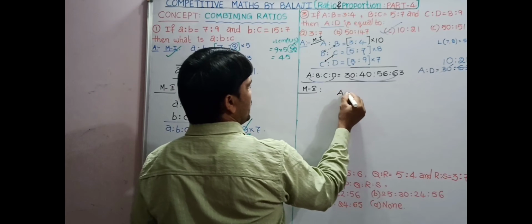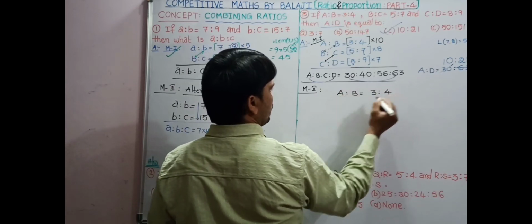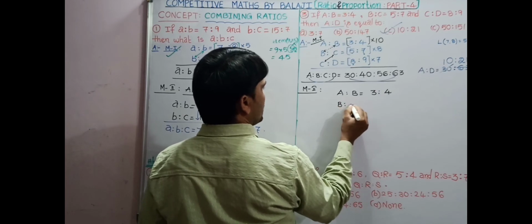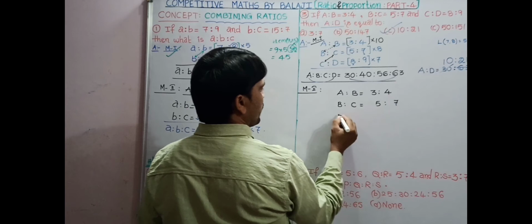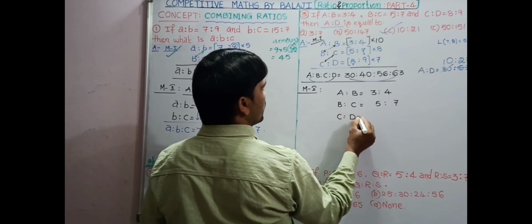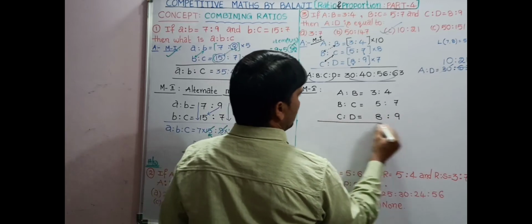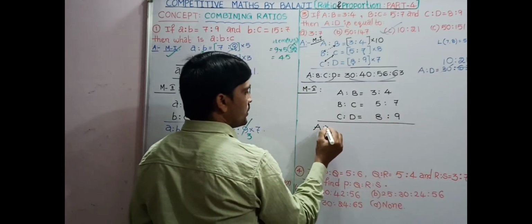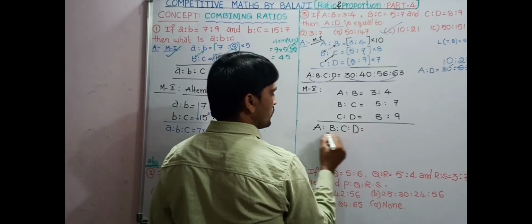Write down A is to B is 3 is to 4. B is to C is 5 is to 7. C is to D is equal to 8 is to 9. Now we have to find A is to B is to C is to D.